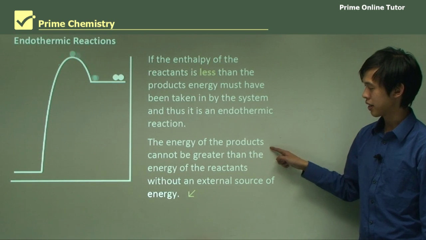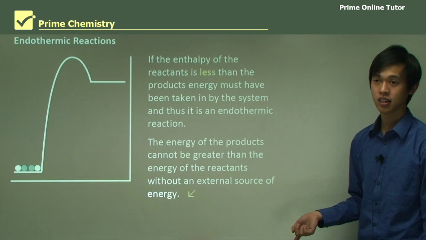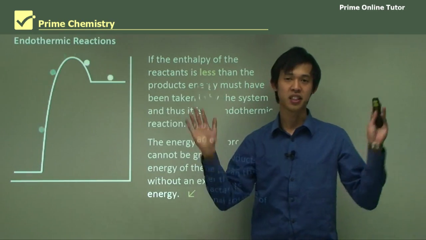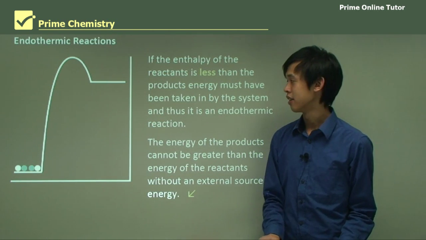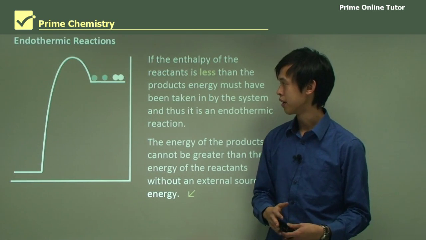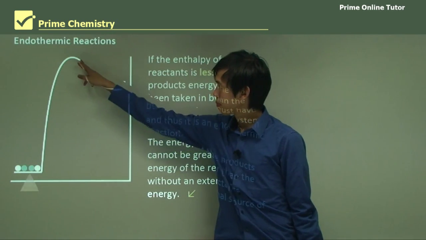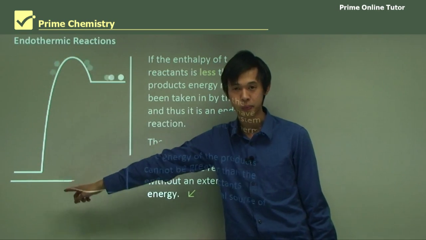So the energy of the products cannot be greater than the energy of the reactants without an external source of energy. So you can't just have this energy suddenly turning into this and nothing else. That doesn't make sense, because energy can't be created. It has to come from somewhere. Okay? So you can see you heat it up, it goes up to the top and then settles down here, and so we had to input that heat at the bottom.